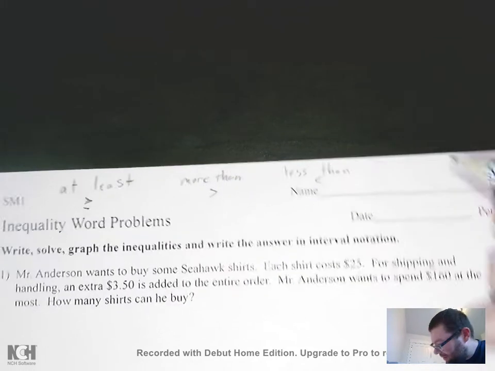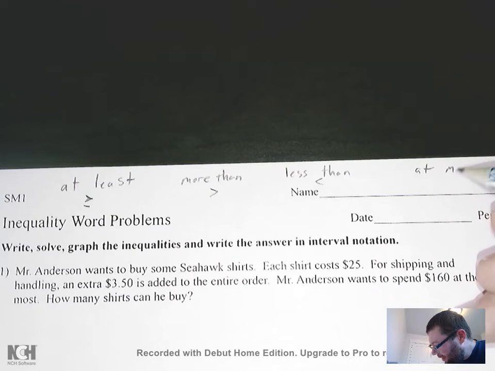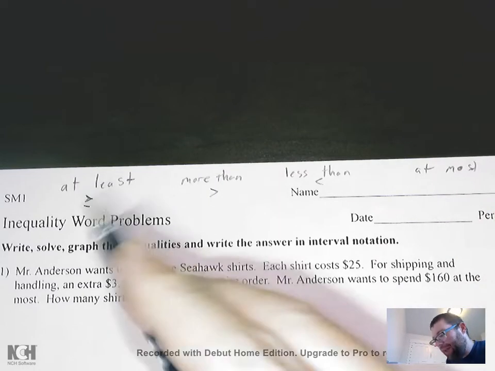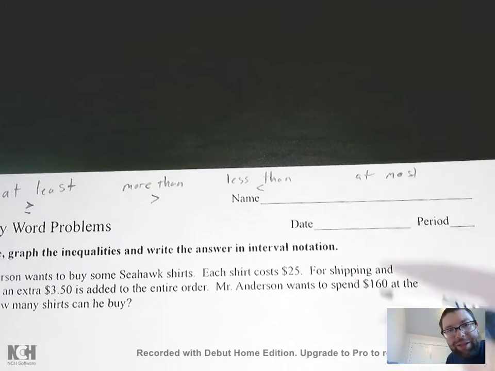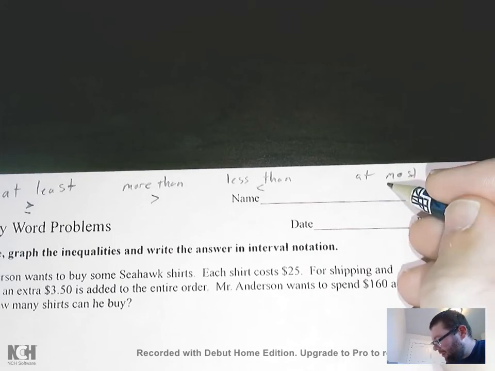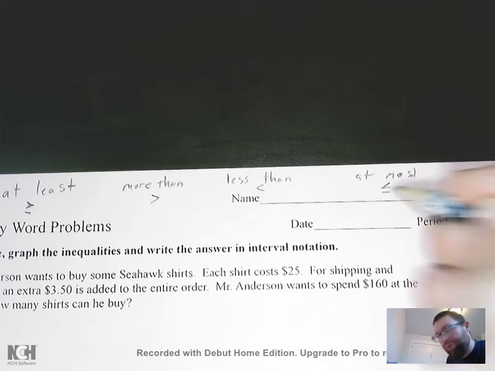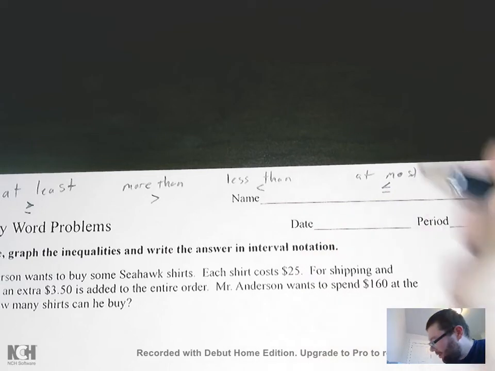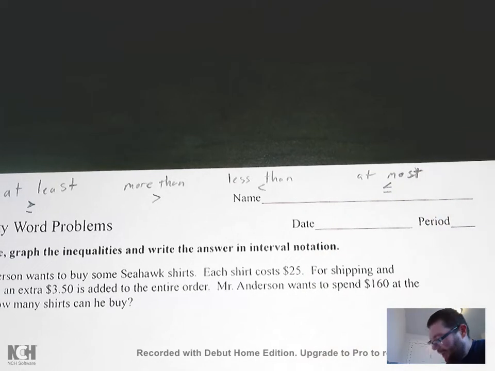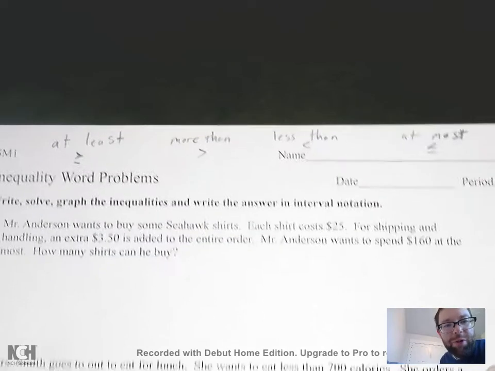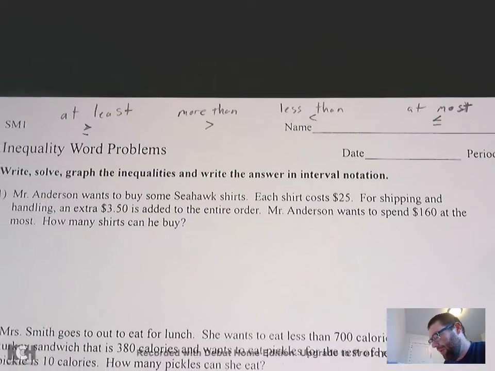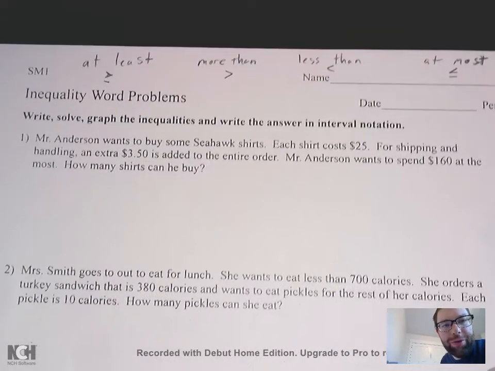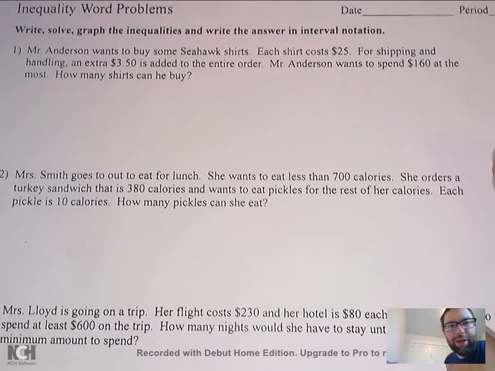So at least was greater than or equal to, right? Because if it's at least something, it can be more than that. And at most, like that's the most it can be. So you can be less than that or equal to. So those are probably the trickiest ones, at most and at least. But for the most part, it should be pretty straightforward as far as what inequality symbol you should use. And as you go through a couple of these, it'll get easier and easier to understand what it is.